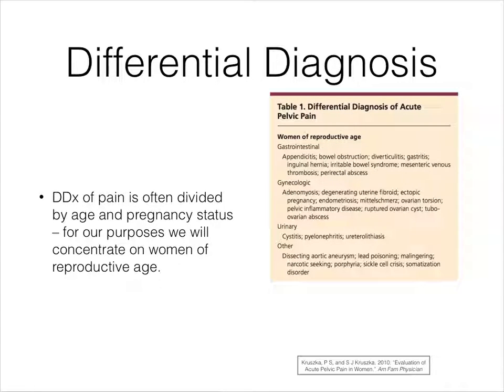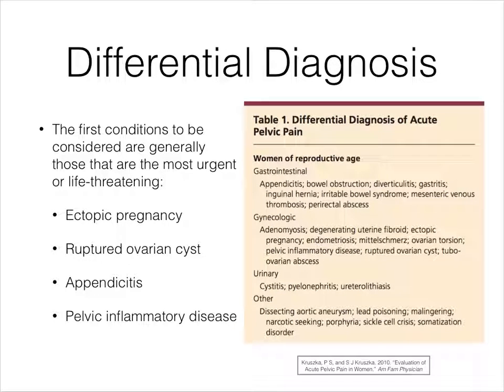Here is Table 1 from Krushka and Krushka, enlarged to include only women of reproductive age and the multitude of diagnoses that this represents. For the purpose of this study, we're going to concentrate on the more urgent or life-threatening diagnoses, namely ectopic pregnancy, ruptured ovarian cyst, appendicitis, and pelvic inflammatory disease.